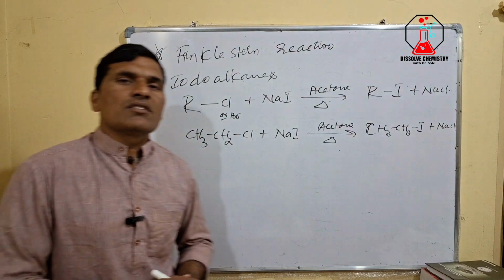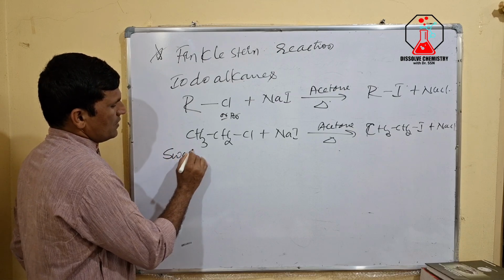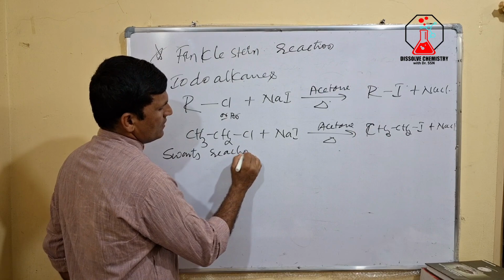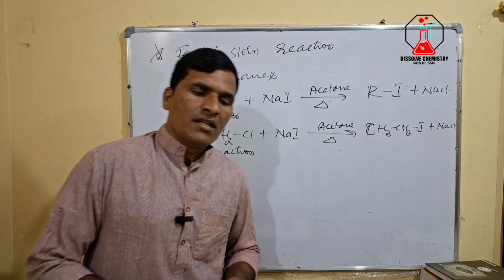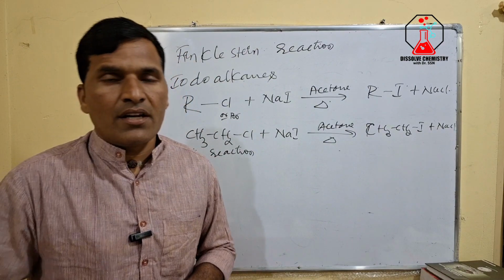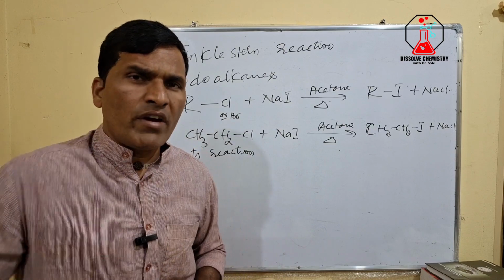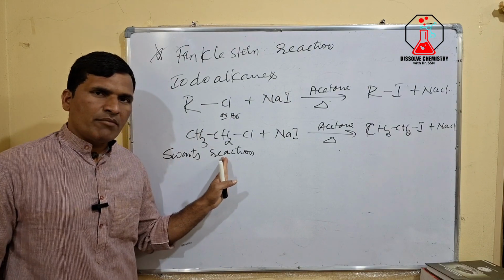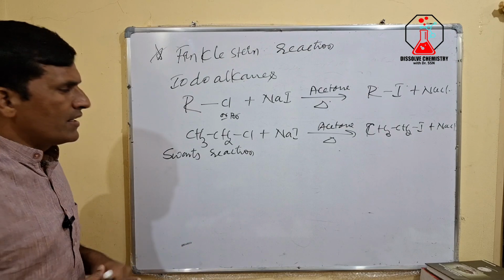Then lastly we will see the Swarts reaction, which is used to prepare fluoroalkanes. Already in the previous video I have mentioned direct halogenation: because fluorine has more affinity for hydrogen, when you go for direct halogenation the reaction is more violent. To avoid that, we will use this alternate method, which we can bring about under mild conditions.